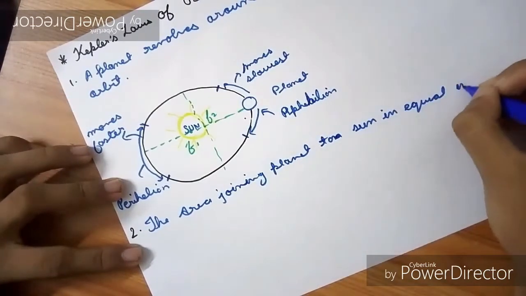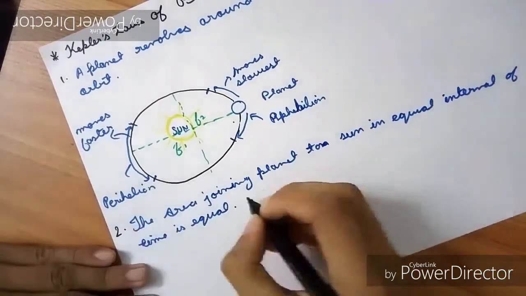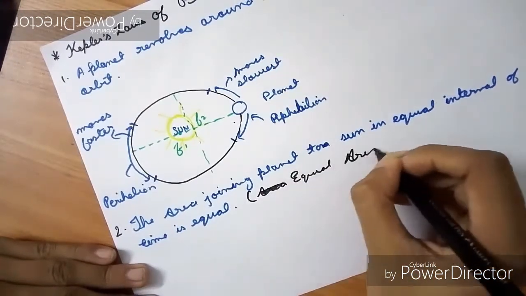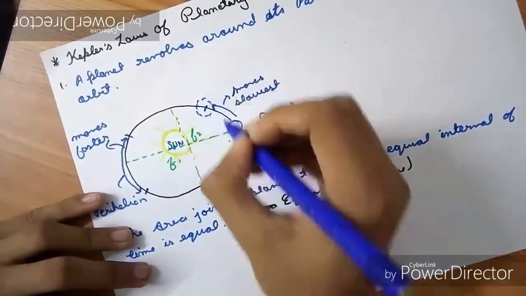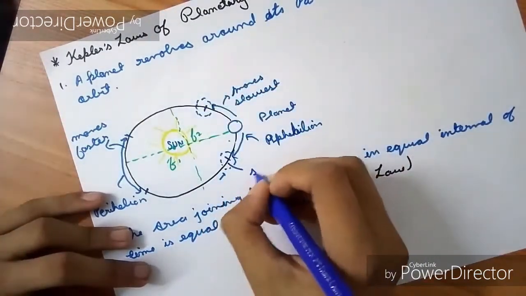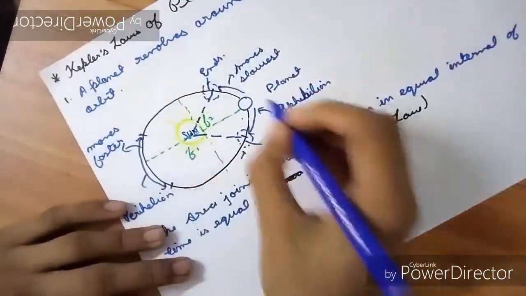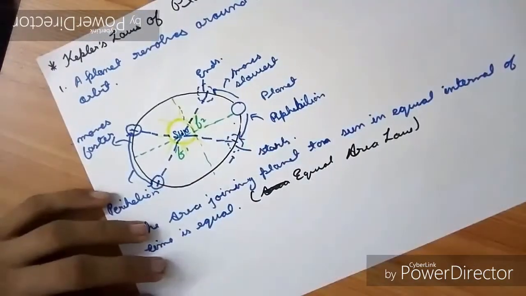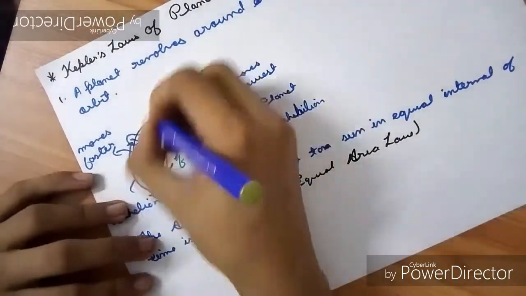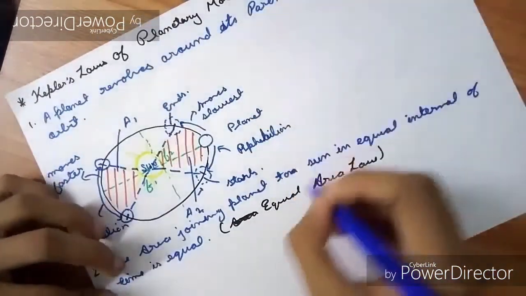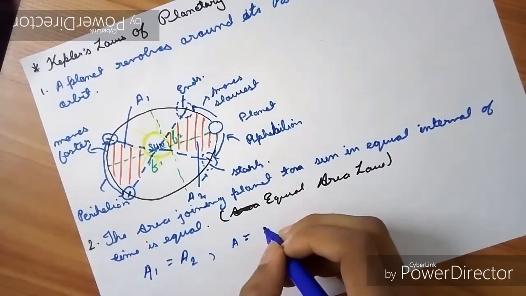Now the second law. It states that the area swept by the line joining the planet to the Sun in equal intervals of time is equal. This law is also known as the equal area law. Now take this planet. It starts from position A and goes to position B. Two imaginary lines join the planet to the Sun, and then again two imaginary lines. Then the areas of these two segments of the ellipse will be the same, area 1 equals area 2.